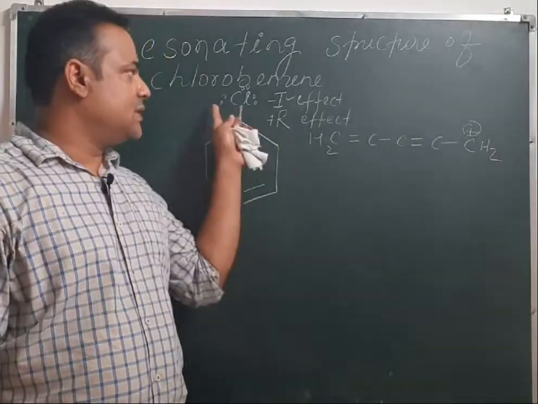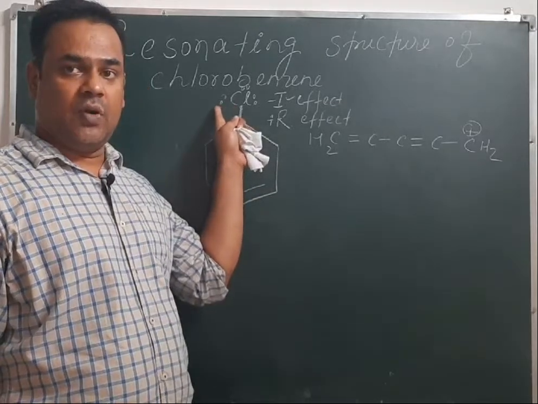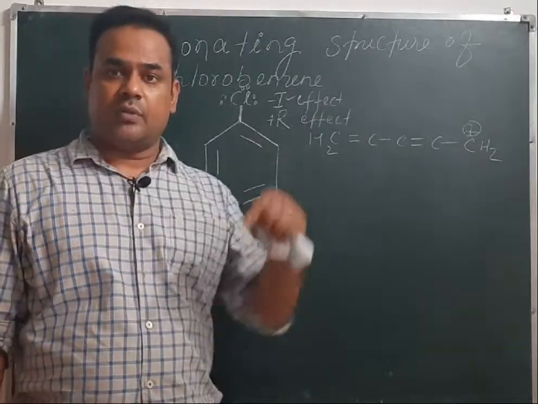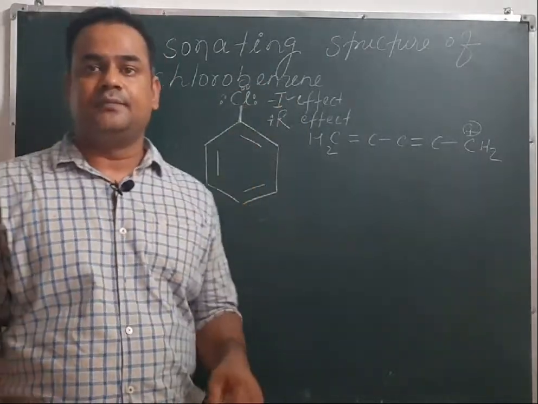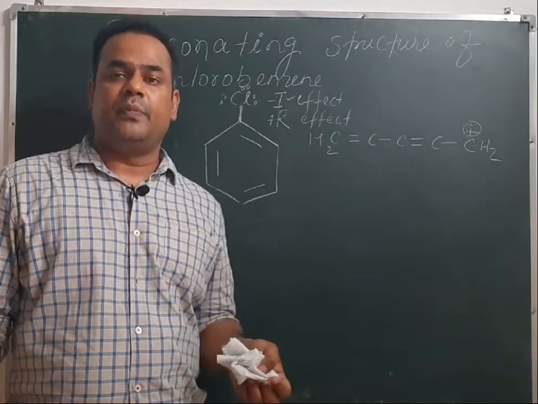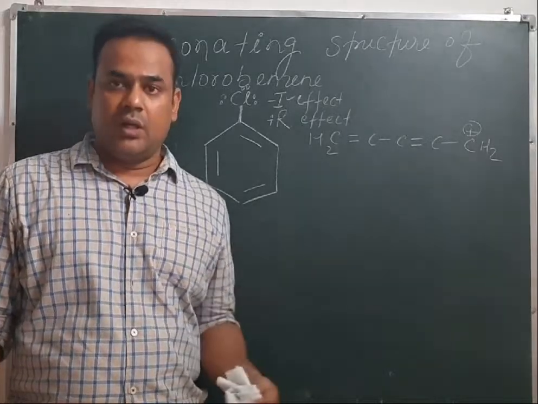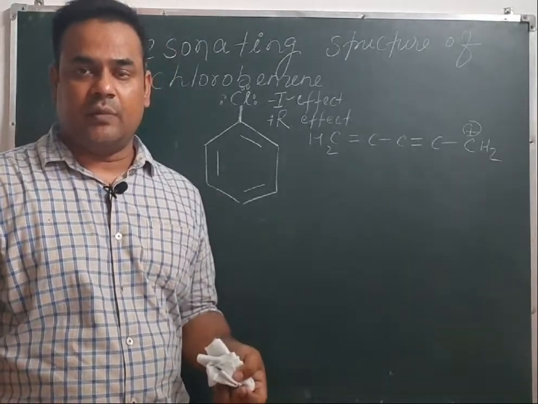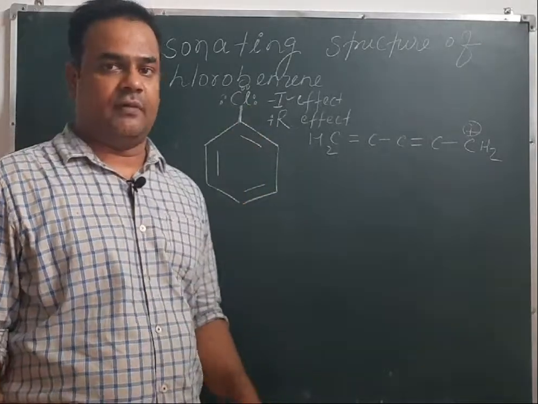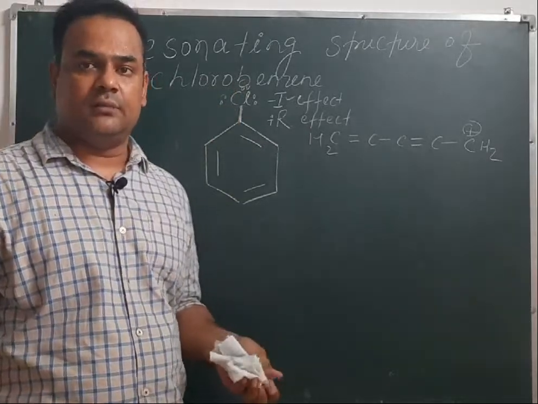Why is it going? Because this electron pair is in conjugation with the double bond. Chlorine has a free unbonded electron pair, and this is in resonance with the double bond. Because of that, this electron is entering inside the ring. So both effects are shown by chlorine, but due to complete shifting of electron in resonance effect or mesomeric effect, it is more than inductive effect, and because of that, the overall effect shown by chlorine is resonance effect. So today we are going to see the resonating structure of chlorobenzene.